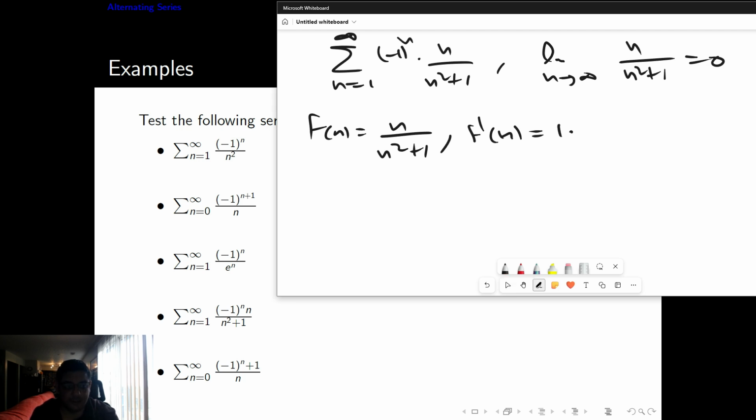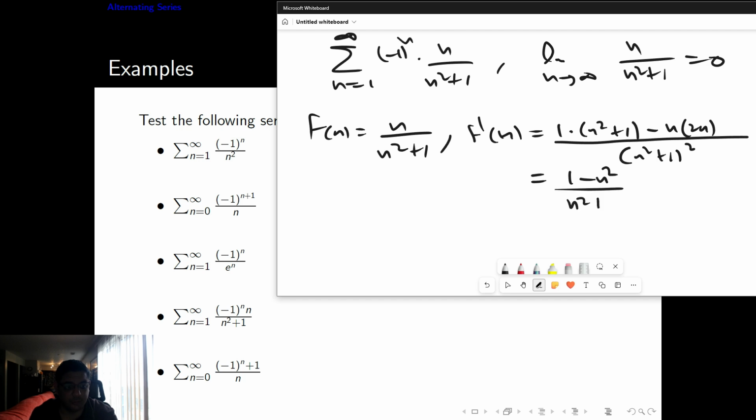In this case, this is 1 times n squared plus 1 minus n times 2n, over (n squared plus 1) squared. Simplifying this, this is just 1 minus n squared over (n squared plus 1) squared, which is evidently negative as n becomes larger. And then we can say that f, equal to Bn, is decreasing.